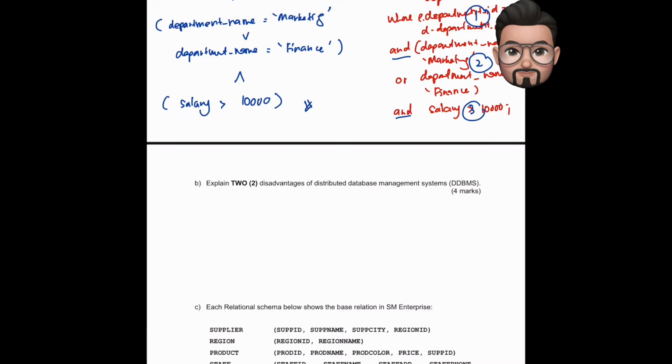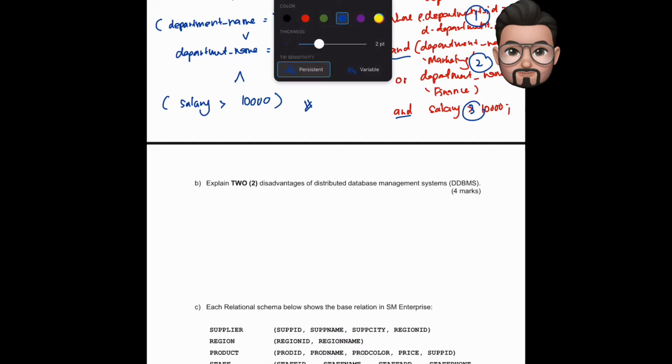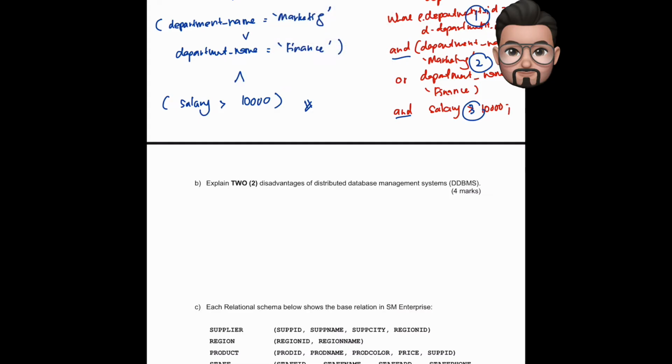Okay, so move on to question B. Explain two disadvantages of distributed database management systems, the DBMS. When we talk about the disadvantages of the DBMS, we have a lot. The first one is all about complexity. They ask for 2 and the mark is 4, so you need to list 2 and explain.